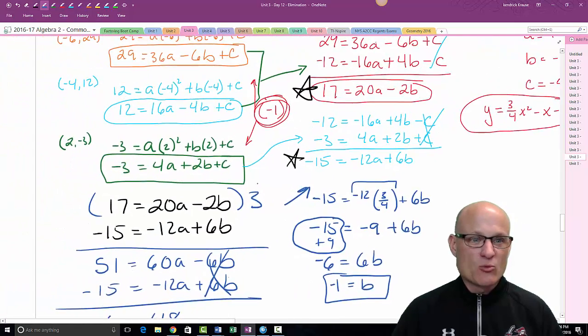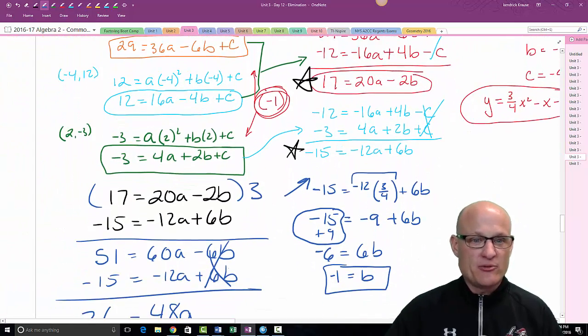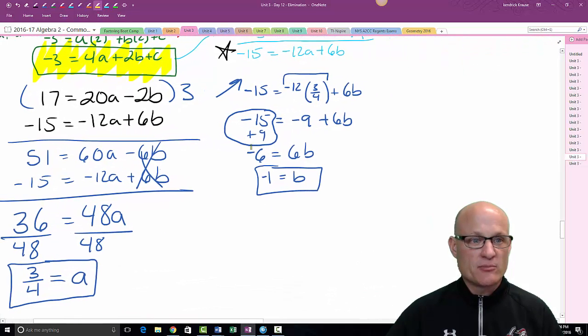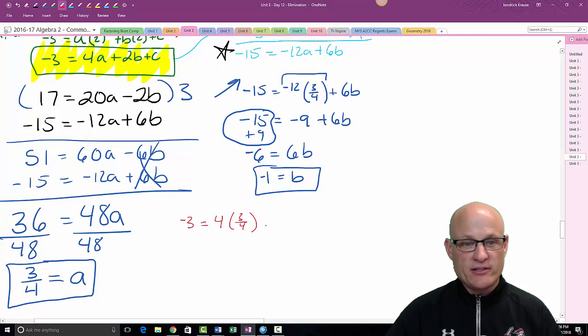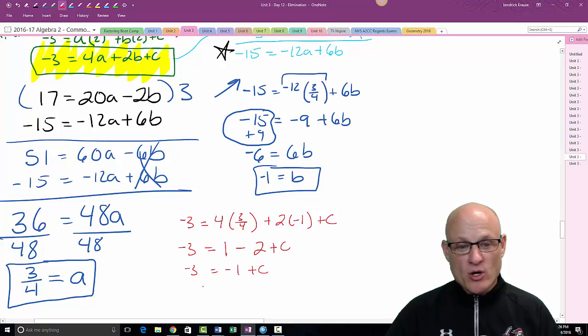So now I'm going to go back to one of my original equations. I'm going to try to find this one. I'm going to use this one right here because it's almost all positives. So I'll use that one, plus I can see it when I come over here. And I'll go negative 3 is equal to 4 times 3/4. That makes that easy. Plus 2 times negative 1 plus c. So negative 3 is equal to 1 minus 2 plus c. Negative 3 is equal to negative 1 plus c. Add 1 to both sides, and I get 2 is equal to c.